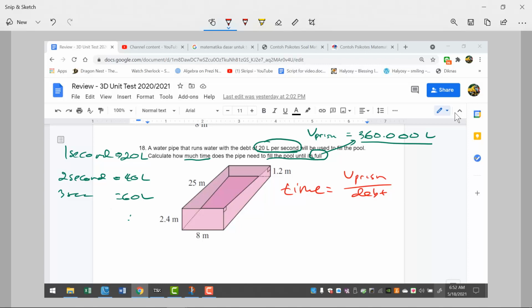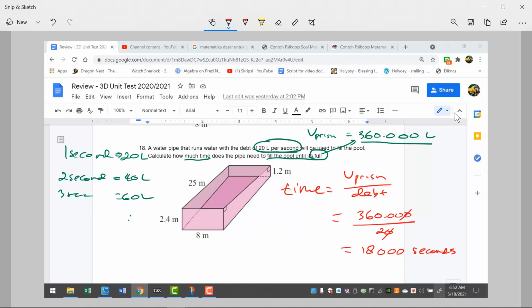Okay, so let's just calculate that. You will have 360,000 divided by 20, right? It's quite easy. Just cancel the 0, and we have 36,000 divided by 2. So 36 divided by 2 is going to be 18. It's 18,000 in seconds.